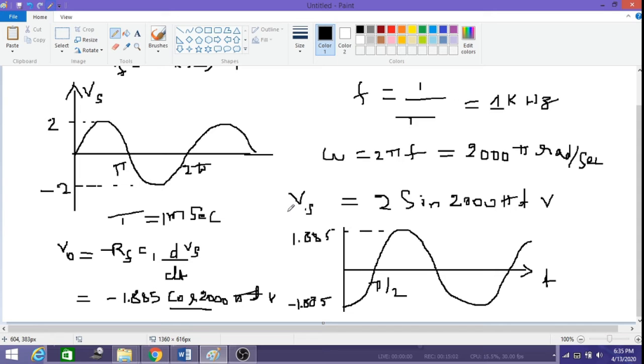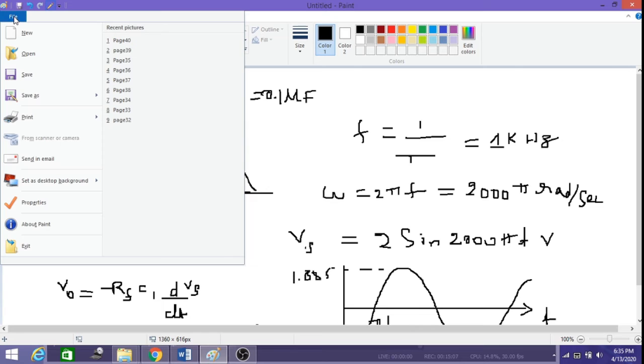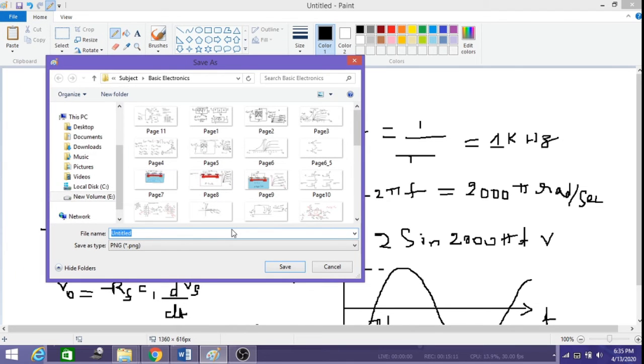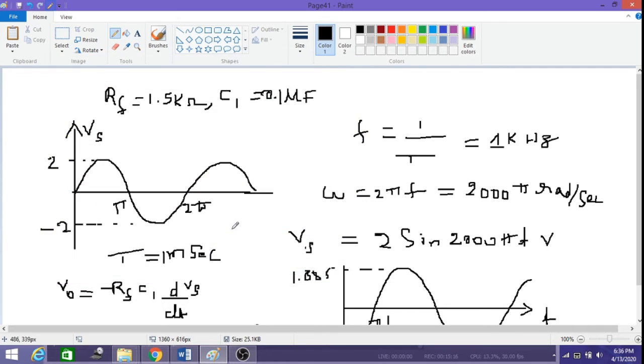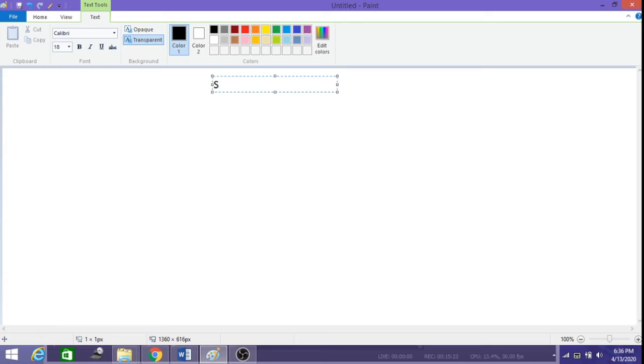Okay, so now we'll move on to the next topic. Next we are going to talk about the source converters. So let me save this page here, page 41. Okay, let me take a new page. Let me write here the next title that we're going to talk on, that is source converters. It means using opamp circuits we can convert the voltage source to current source and current source to voltage source. So we will see this one by one.